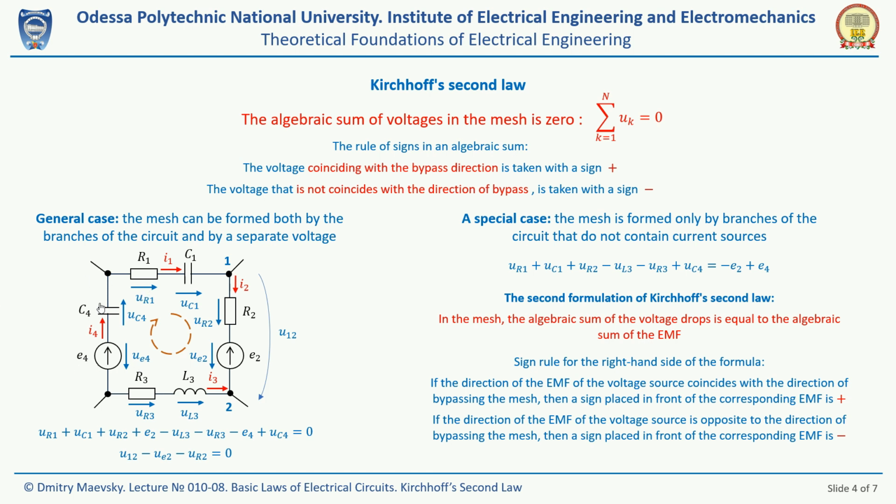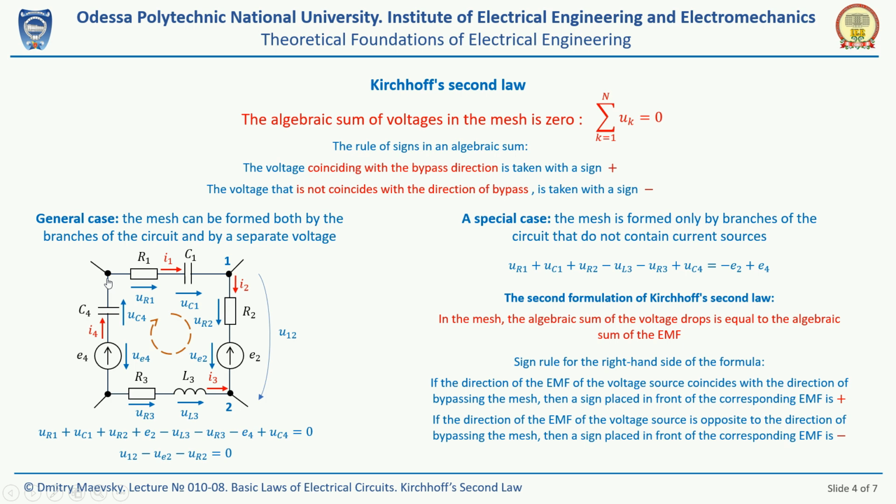So for our example we have 8 different voltages on each of the 8 elements of this scheme. The directions of these voltages you can see marked as these blue arrows. According to our rules, we can assemble the equation of Kirchhoff's second law for our example.